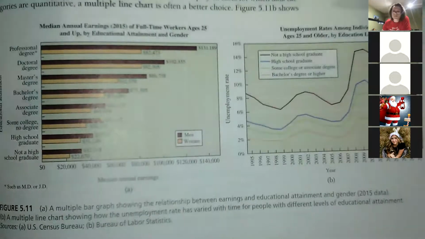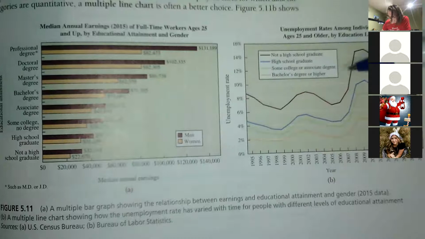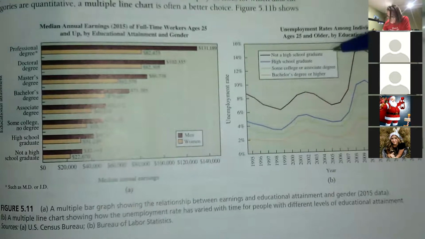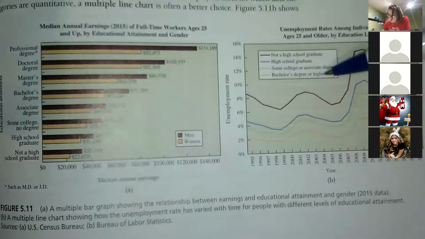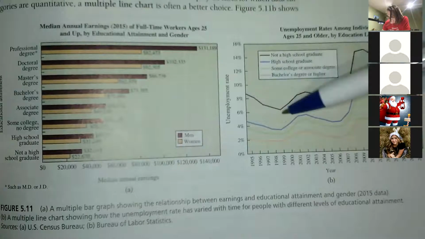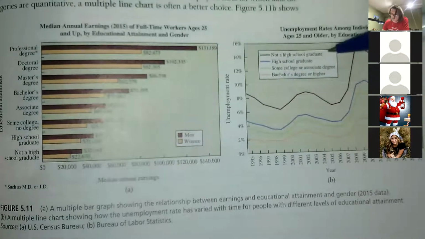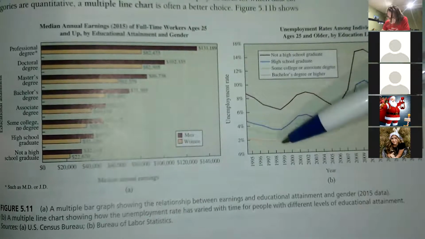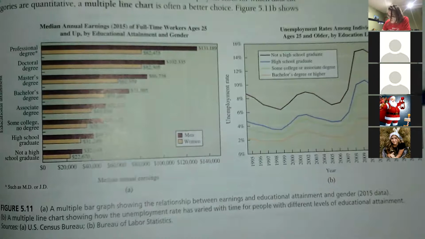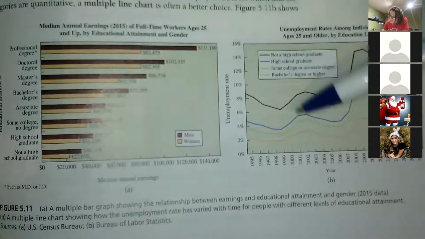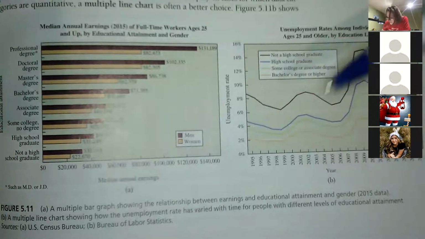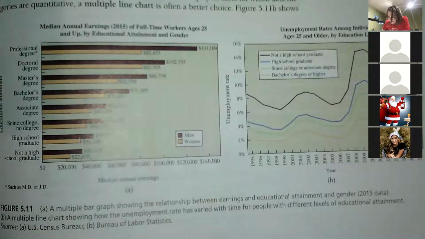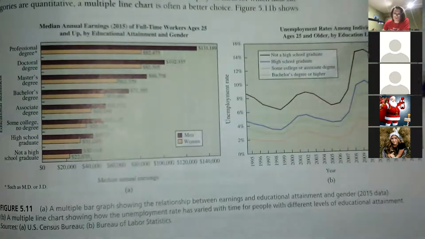And they'll always give you a key. So like this one, not a high school graduate. This one's the unemployment rate for individuals of certain types. So not a high school graduate, up to college with a college degree. The highest unemployment rates are among people without high school diplomas. And then as you get more and more education, your unemployment rates generally go down. This peachy color is bachelor's degree or higher, and they have the lowest unemployment rate. Again, there are exceptions, but this is just a generalization.